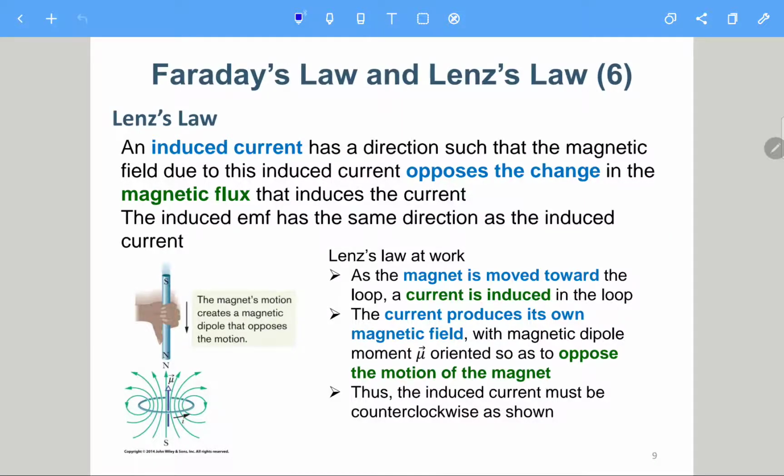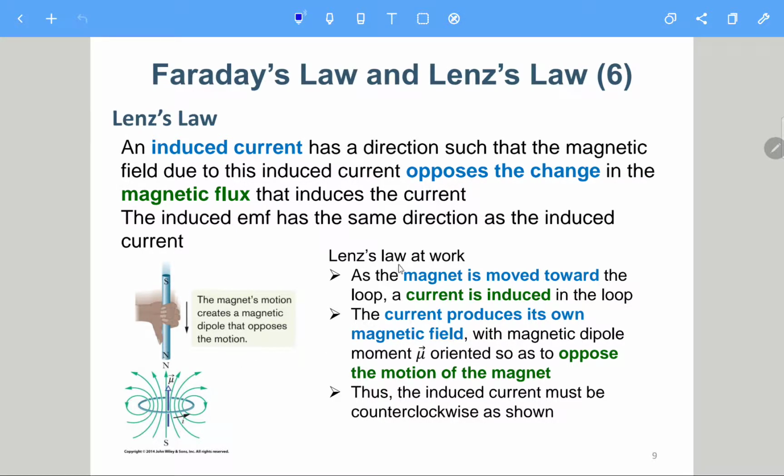Here we talk about Lenz's law, which is about the direction of the induced current. This will be a bit complicated. An induced current has a direction such that the magnetic field due to this induced current opposes the change in the magnetic flux that induced the current. The induced EMF has the same direction as the induced current.